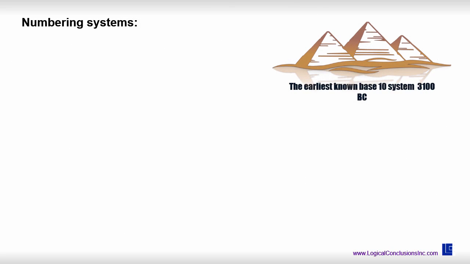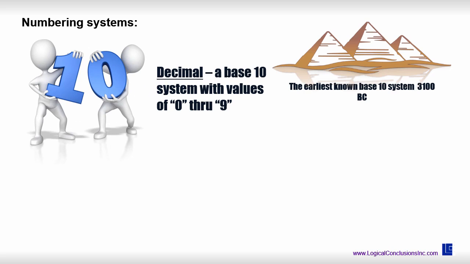The earliest known base 10 system dates to 3100 BC in Egypt, where they used hieroglyphs for numerals. We know our numbers 0 through 9 as Arabic numerals, but actually they developed in India. Arabic numerals use a modified version of the Hindu numeral system, which emerged in 1200 BC. It's easy nowadays to find some of this stuff out thanks to Wikipedia.